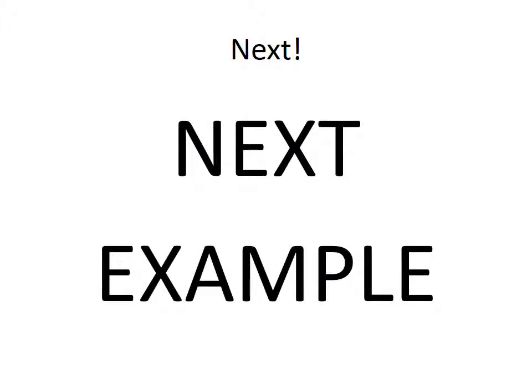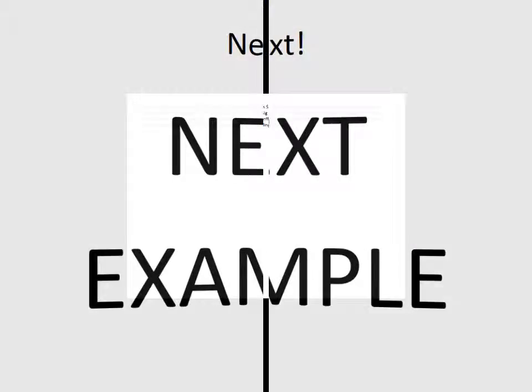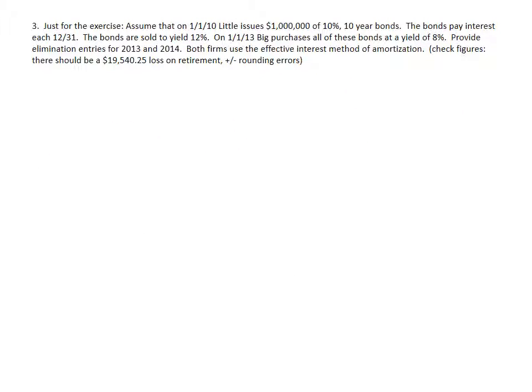Okay, one last example for the bond issuance. And now we're going to make it a little bit more fun, or a little more interesting, or a little more time-consuming. Let's go ahead and have another bond issue. It'll be a 100% bond issue, 100% purchase, but let's go ahead and use the effective interest method just to review.